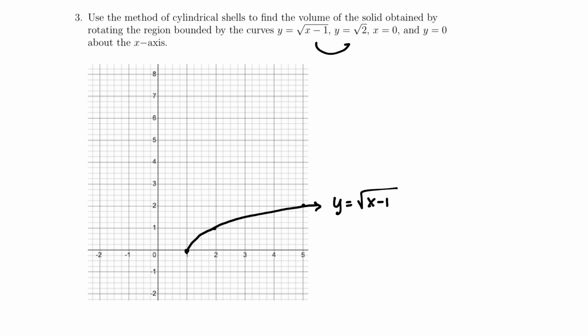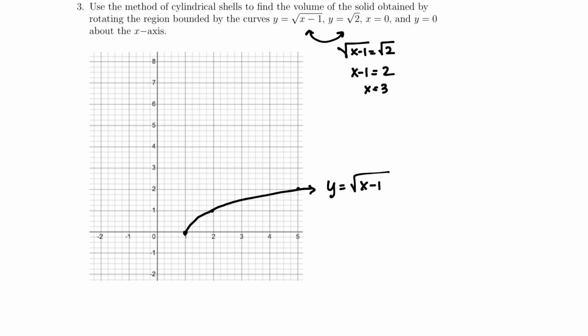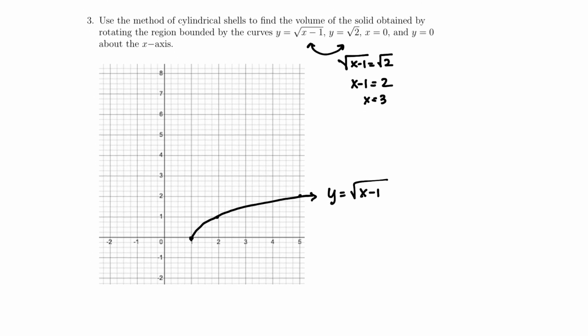Well, how do you find out what the x value is? You set your curves equal to each other, right? So you would simply say, when does the square root of x minus 1 equal the square root of 2? Square both sides. So what is x? 3. When x is 3, it gives me y to be the square root of 2, right?